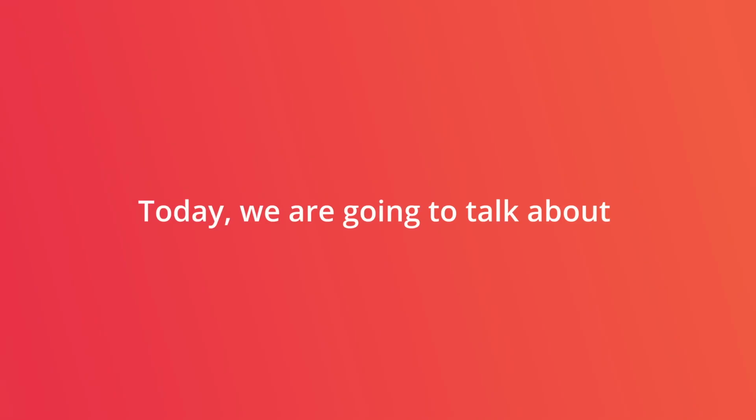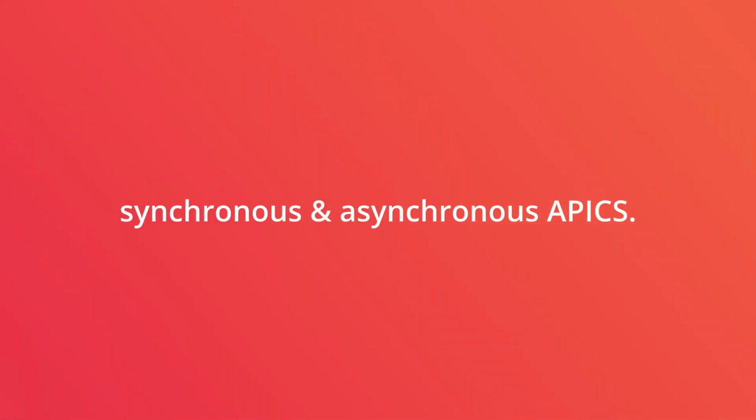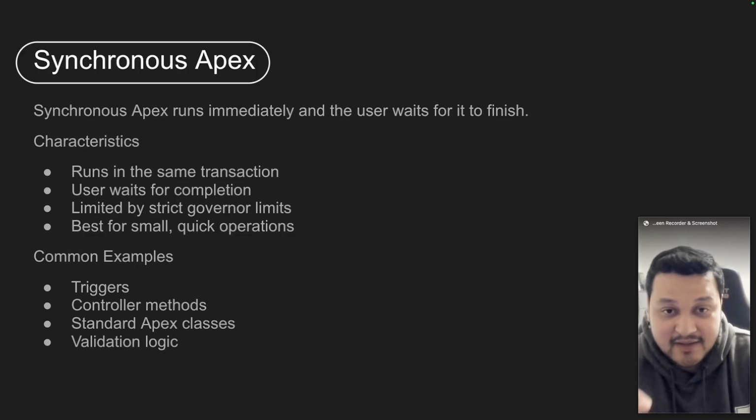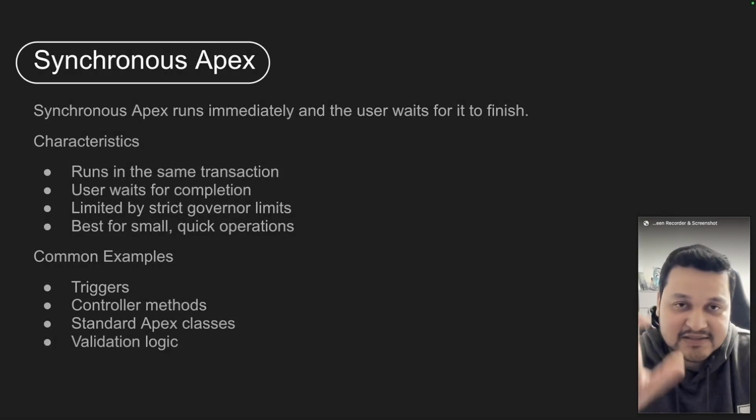Today, we are going to talk about synchronous and asynchronous Apex. So, what is synchronous Apex? Synchronous Apex basically means anything that runs at that particular time. And during that time, the screen actually shows a waiting sign, or what you call a loading sign or a spinner, that stays on the screen while the action is happening in the background.